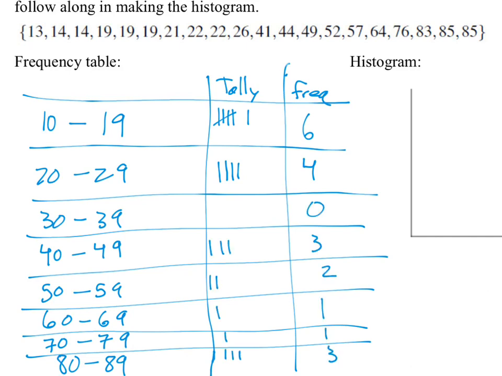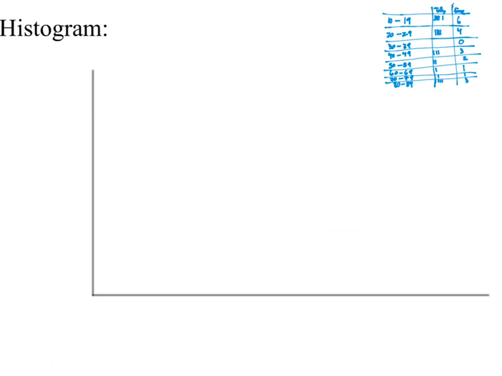All right, I went through the rest of these. You should have gotten 6, 4, 0, 3, 2, 1, 1, and 3. So now we have all this information, we can actually make the histogram. All right, so let's go over to the histogram part.